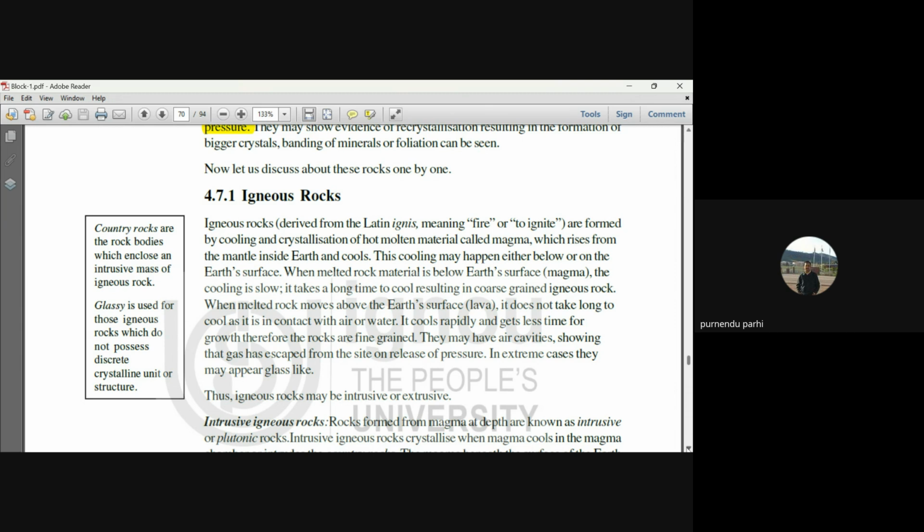When melted rock moves above the earth's surface, that is the lava, it does not take long to cool as it is in contact with air and water. It cools rapidly and gets less time for growth. Therefore, the rocks are fine grained. They may have air cavities, showing that gas has escaped due to the release of pressure. In extreme cases, they may appear glass-like.